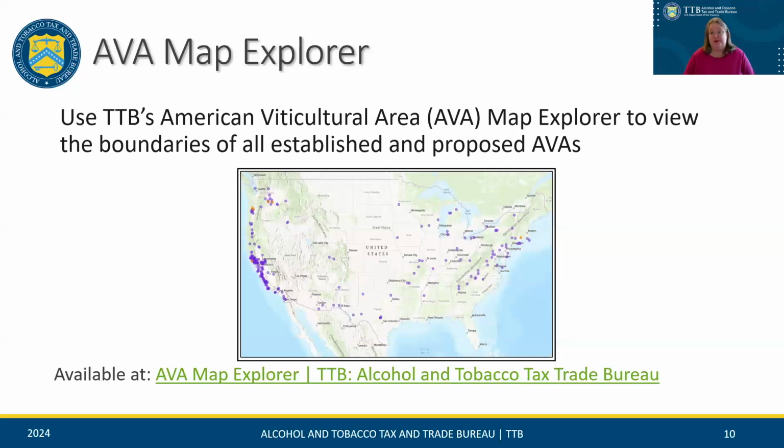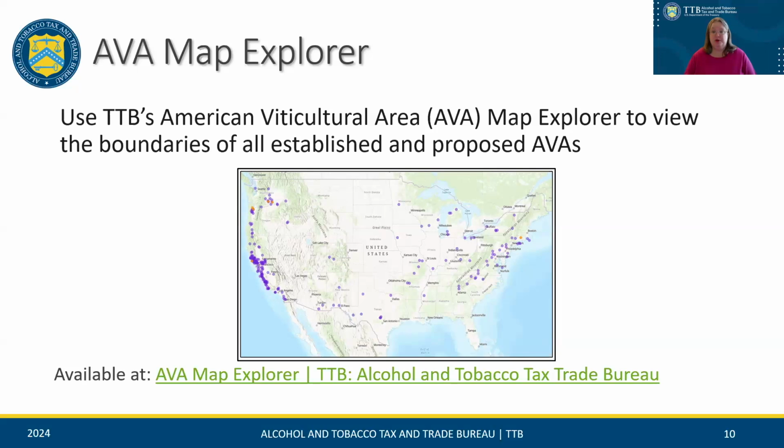If you've ever looked at some of those boundary descriptions in the CFR, you'll realize that they're a little confusing. It's kind of hard to visualize exactly where this AVA is located and where it is in relationship to other AVAs or to other major landmarks, such as cities or geographic features or national parks, perhaps. So in order to help people better visualize exactly where these AVAs are located, TTB came up with the AVA Map Explorer tool. And you can find that on our website at the link below.